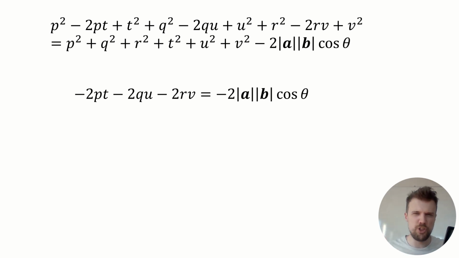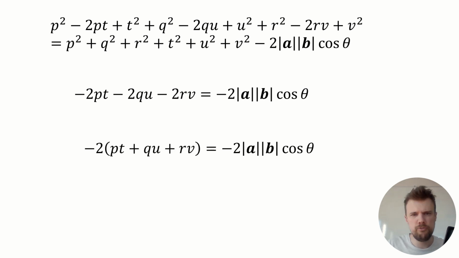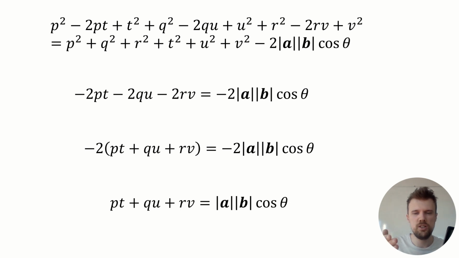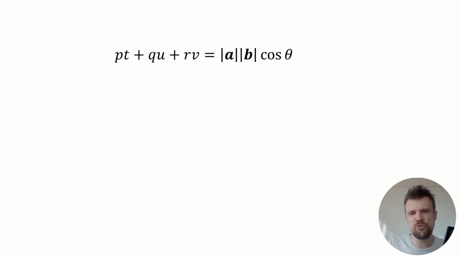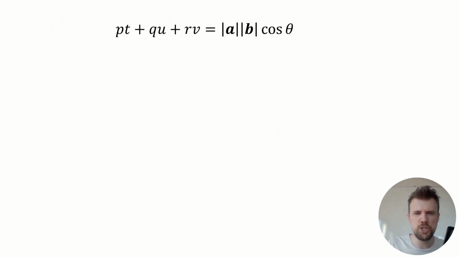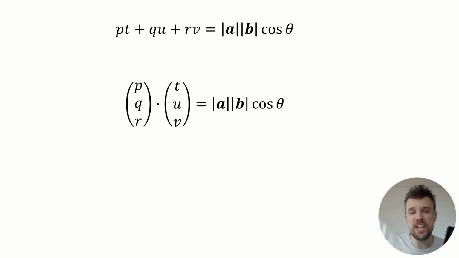We spot everything on the left-hand side has got a factor of minus 2, so we could factor that out because that then means we can divide both sides by minus 2 to get this. And at this point, we're so close, we're nearly there. The only thing we have to realize is, of course, if we want to do pt plus qu plus rv, that could be expressed as the scalar product or the dot product of the two vectors pqr and tuv.